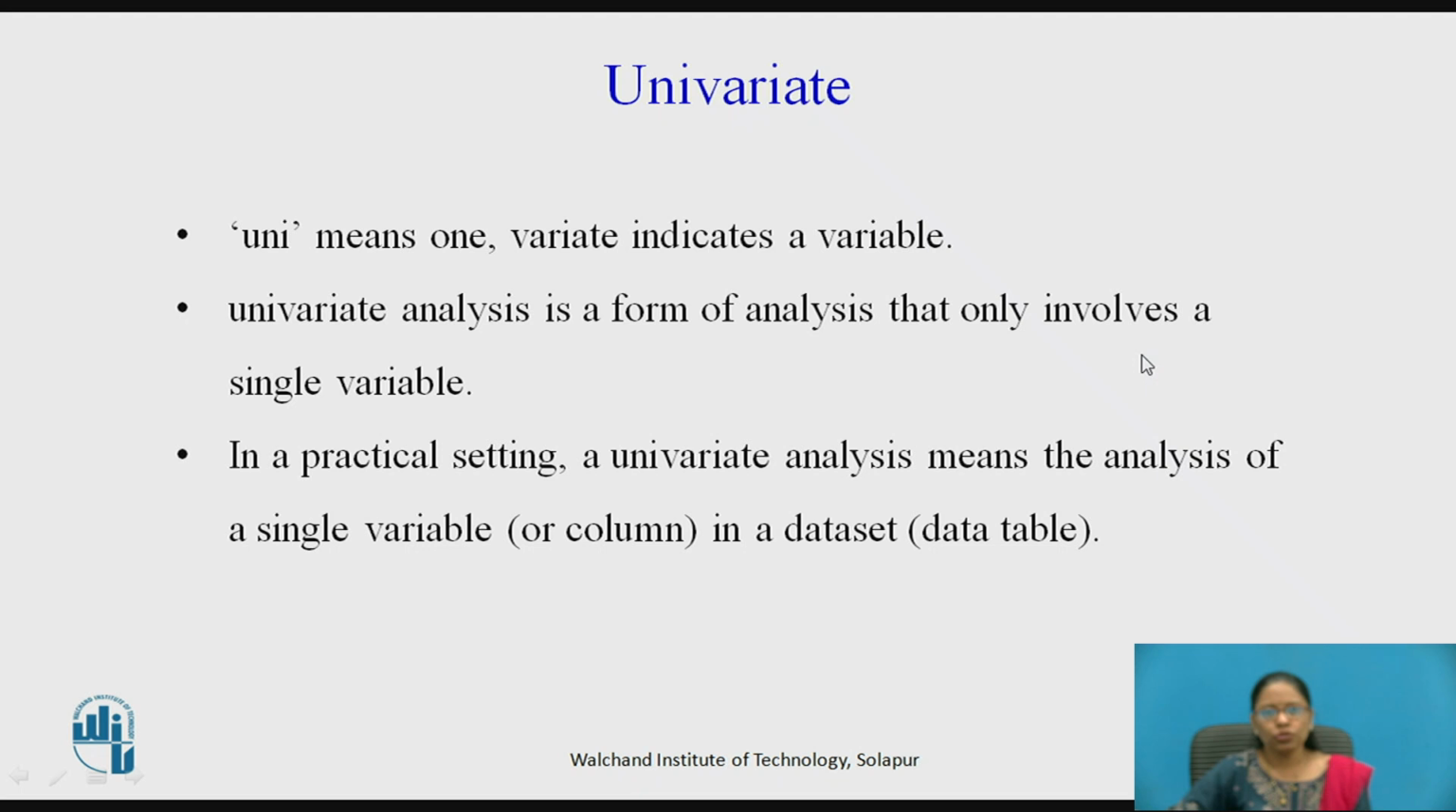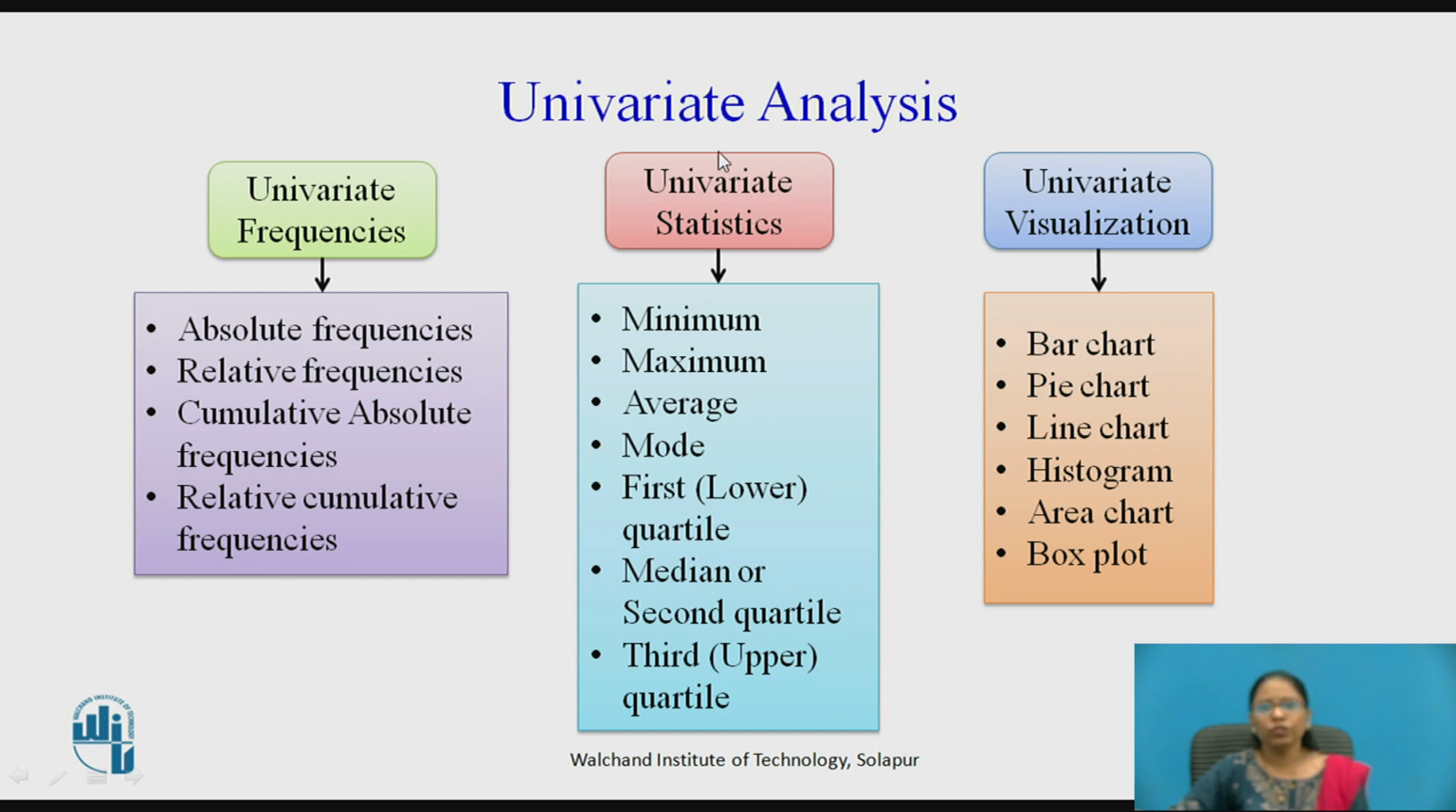Univariate. What is uni? Uni means one and variate indicates a variable. Univariate analysis is the form of analysis that involves a single variable. In practical settings, univariate analysis means the analysis of a single variable or a column of the data set or the data table. What are the different univariate analyses?